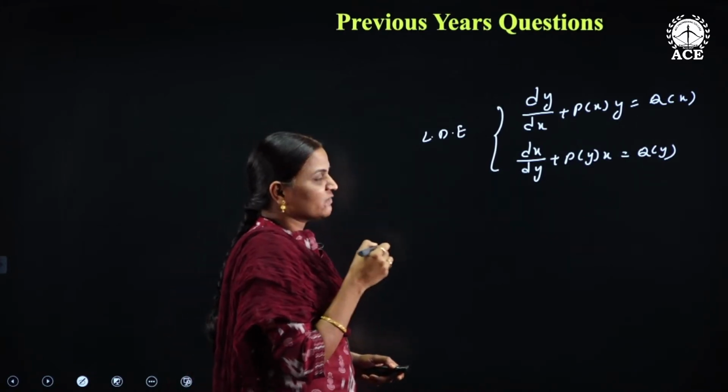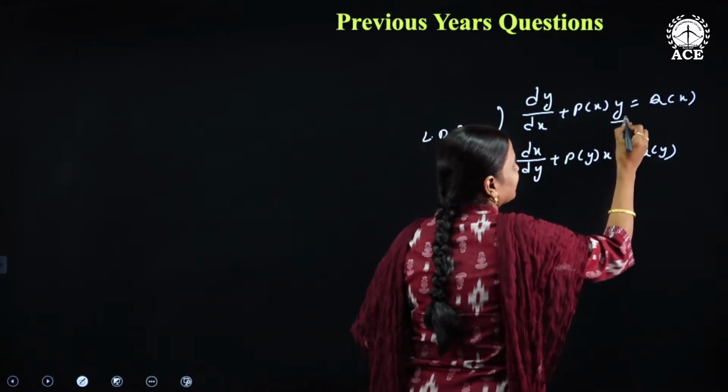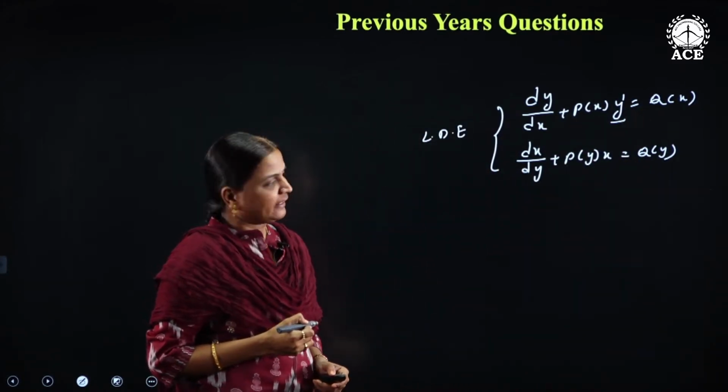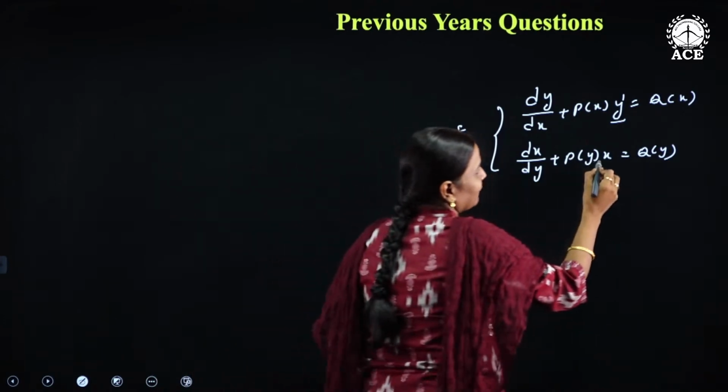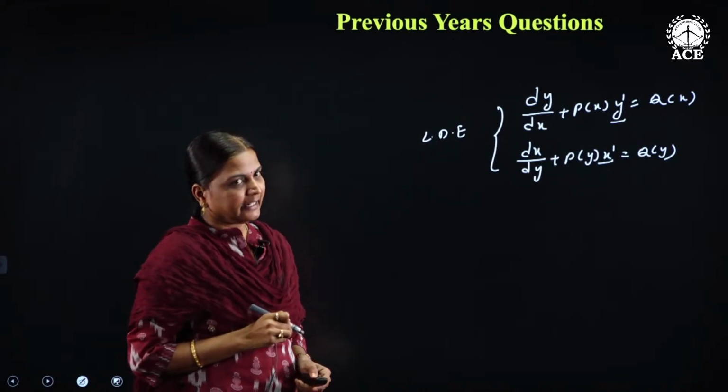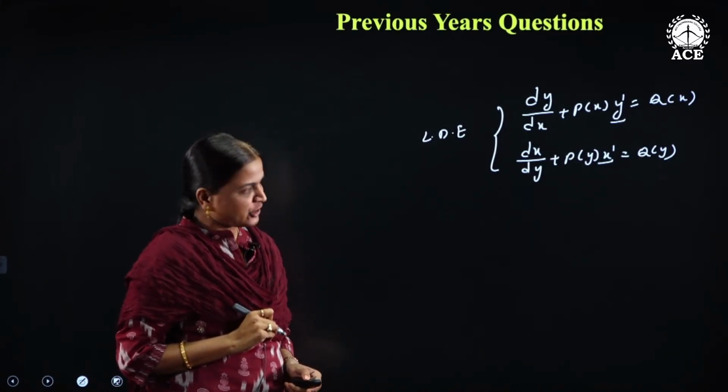Why is the first one in y? Here y appears with power 1. So that's why we say that it is linear in y. And in the second one, x appears with power 1. So therefore it is called linear in x. These two are the linear differential equations.